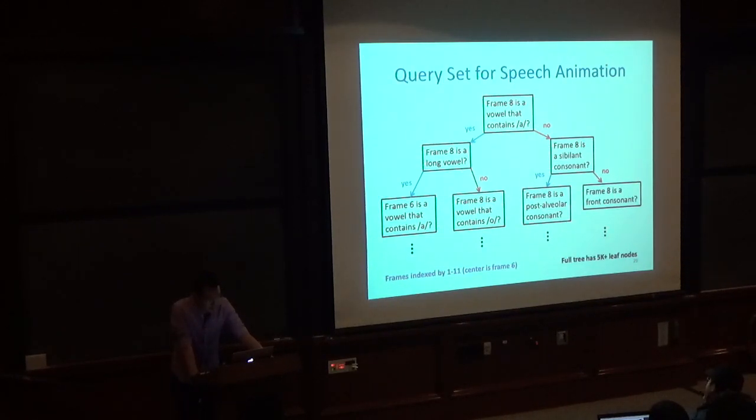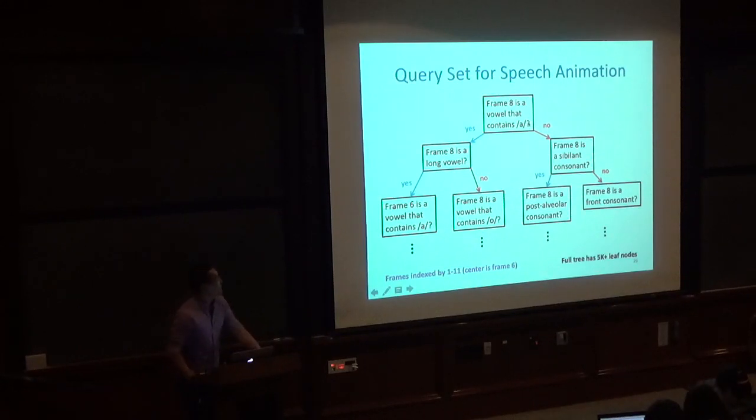The input length is 11, so 11 frames is about 1/3 of a second. And frame 6 is the center frame. So for any input speech fragment of 11 frames long, 1/3 of a second long, this is the first question the decision tree asks: is frame 8 a vowel that contains an a, like a, ah, etc. I don't know what that means.